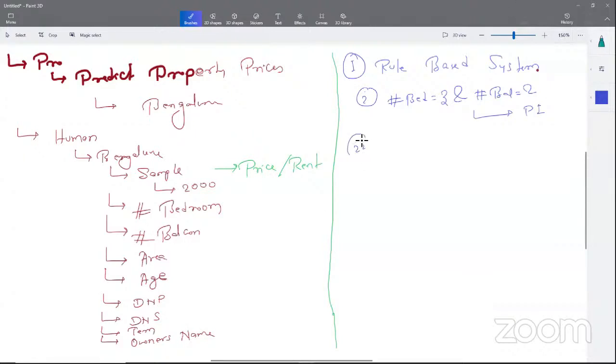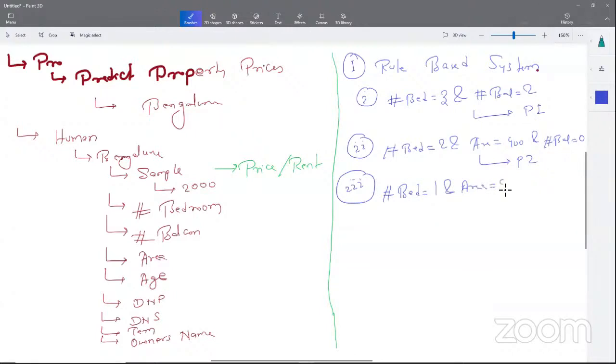Similarly, let's say the second rule is number of bedrooms equal to 2, area of the property is 400, and number of balconies is 0, then what's the price? Let's call it the second price. Similarly, the third condition can be number of bedrooms equal to 1, area equal to 400 square feet, and age of the building is 1, then what's the property price, right?